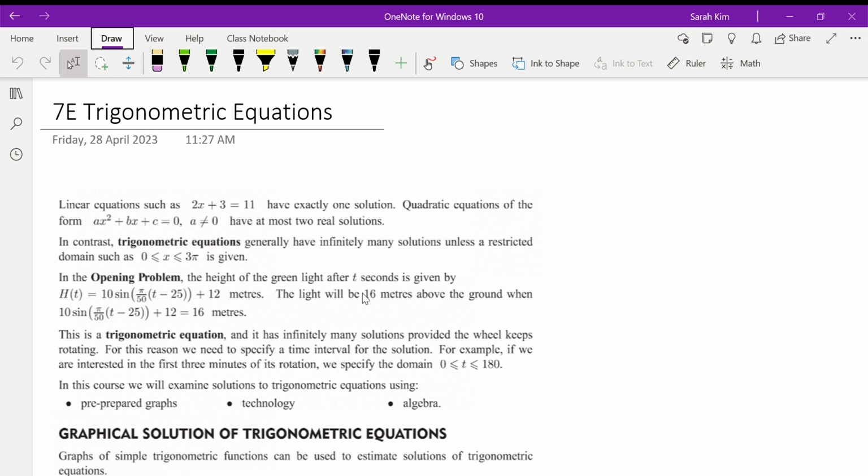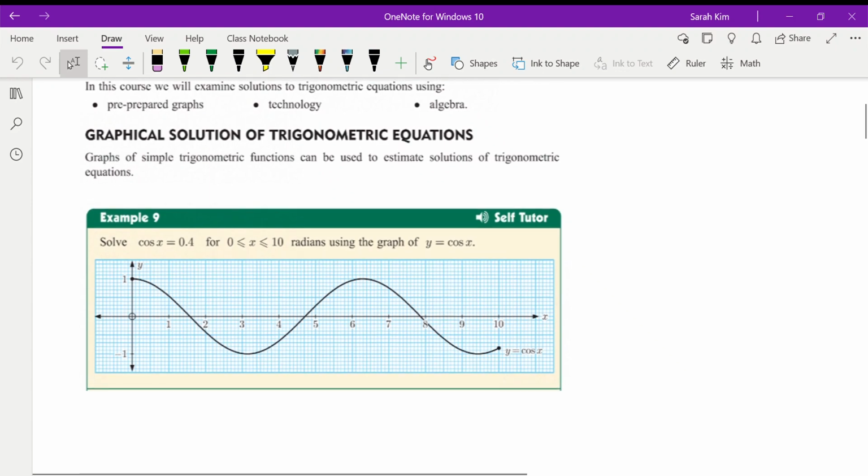Alright, let's try 7e. So now we know how to use all the radians and unit circles and know how the sine, cos, tan equations work. We can now solve some problems, and obviously we're going to start easy, but then we're going to get into some problem solving questions as well. Okay, so let's begin with this.